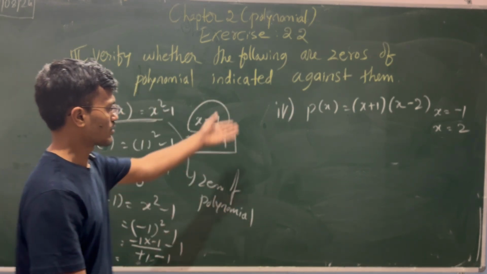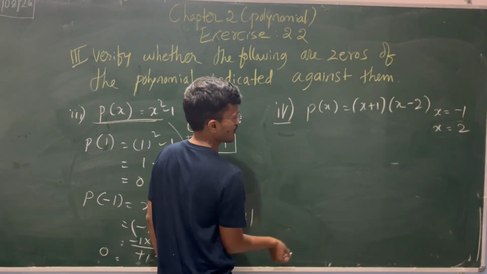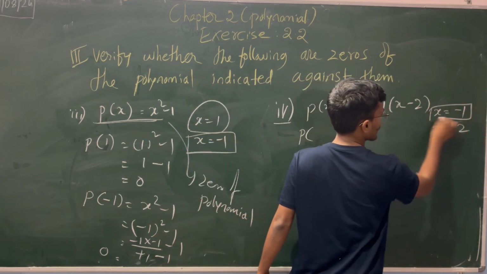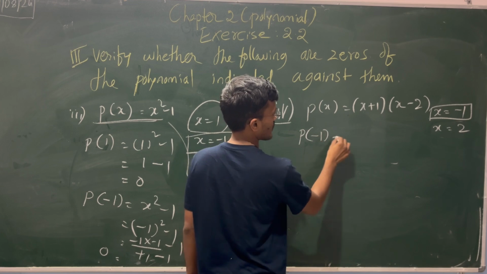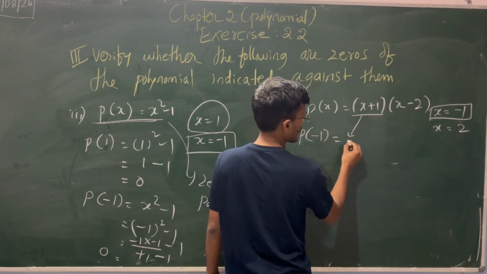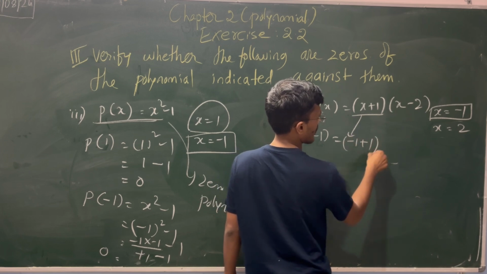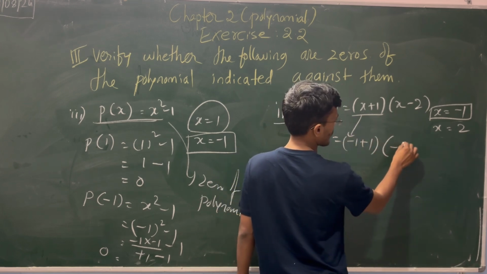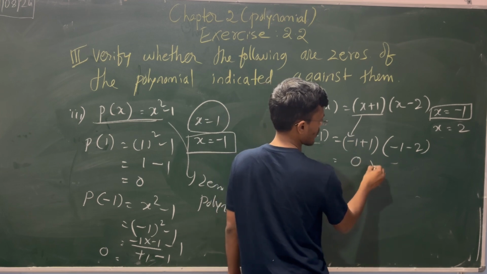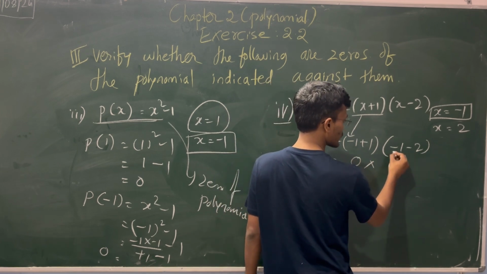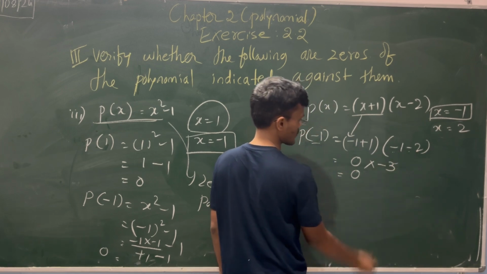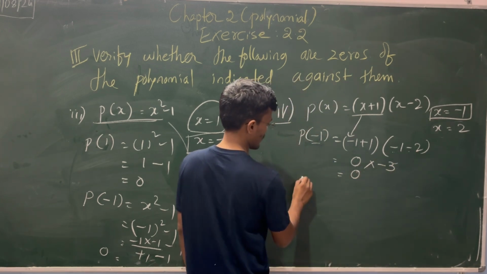So now next we will move on to question number 4. P of x, here we need to take x equal to minus 1, plus 1, and x means minus 1 and minus 2. So minus 1 and plus 1 is 0, and minus 1 plus minus 1 and minus 2 is minus 3. So the answer is 0. 0 into minus 3 is 0.